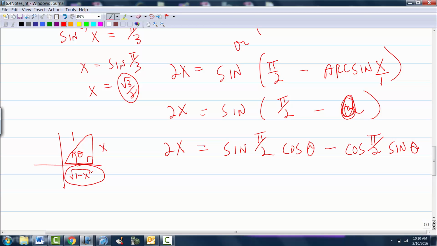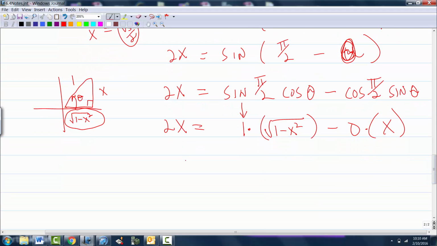It's no big deal. Because now you know what you can do? What's the cosine of theta? 1 minus x squared, the square root of it, divided by 1. So 2x equals sine of pi over 2. By the way, what's sine of pi over 2? 1. What's the cosine of theta? Root 1 minus x squared, minus 0 times, what's the sine? x. And then solve that equation.